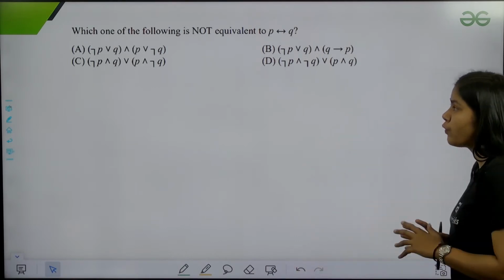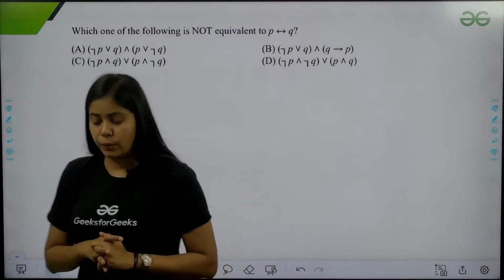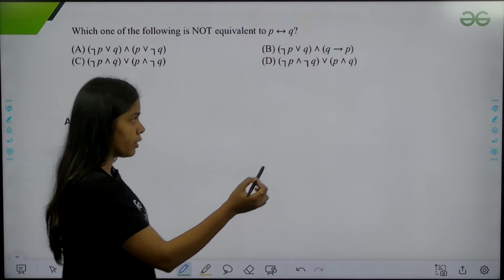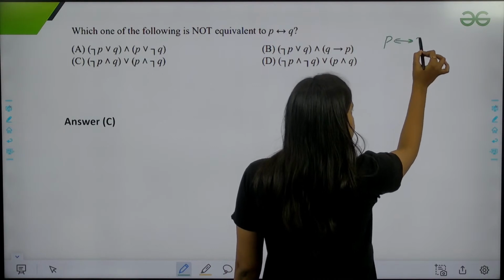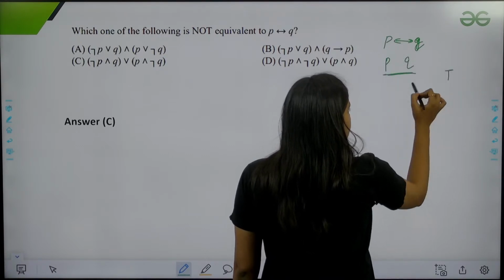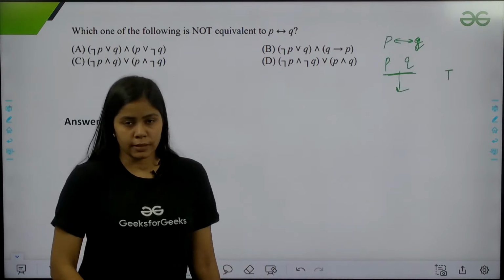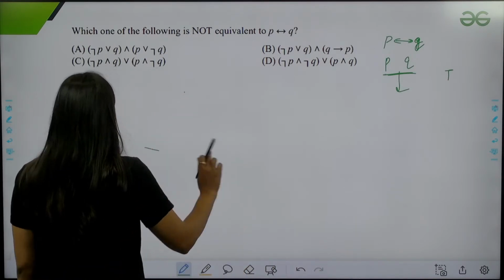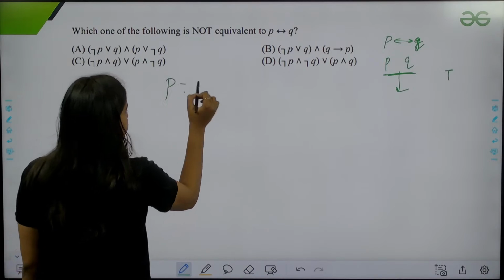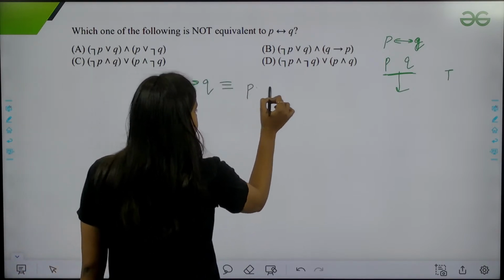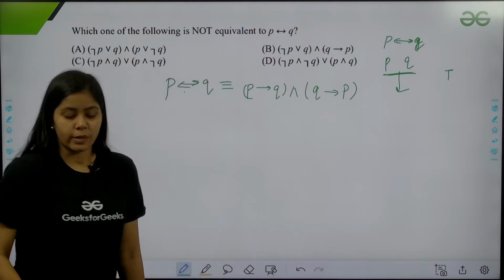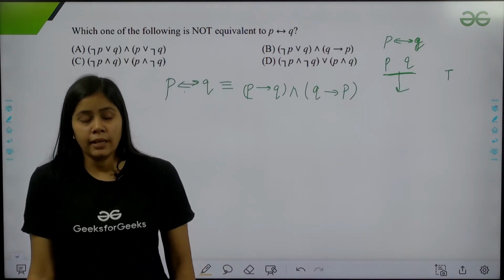It says, which one of the following is not equivalent to P if and only if Q, right? And what is this P if and only if Q? If you remember, if P and Q have the same truth value, it will be true, and if P and Q have distinct truth values, it will be false. And also by equivalence law, we know that P if and only if Q is equivalent to P implication Q and Q implication P. You can check that by equivalence, these will always be equal, right? P implication Q and Q implication P.